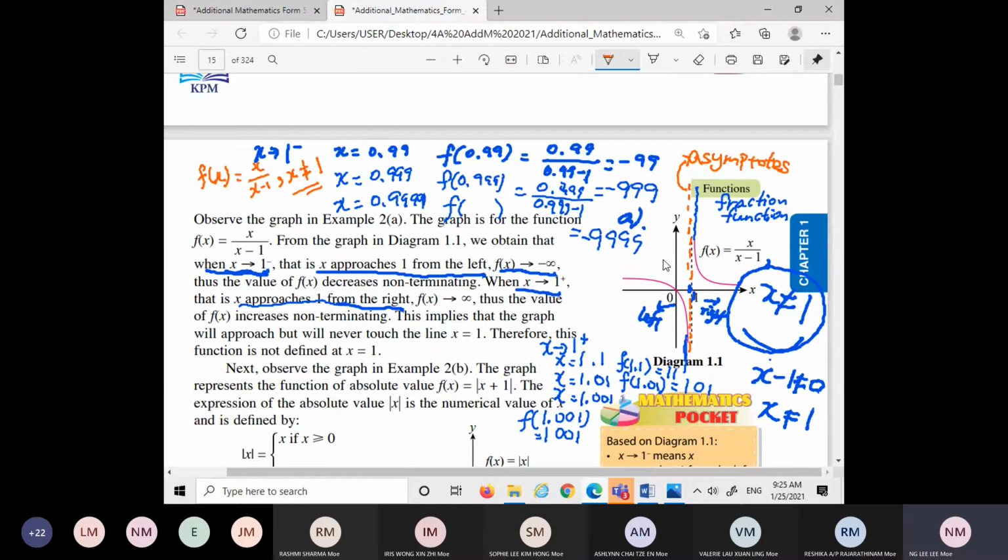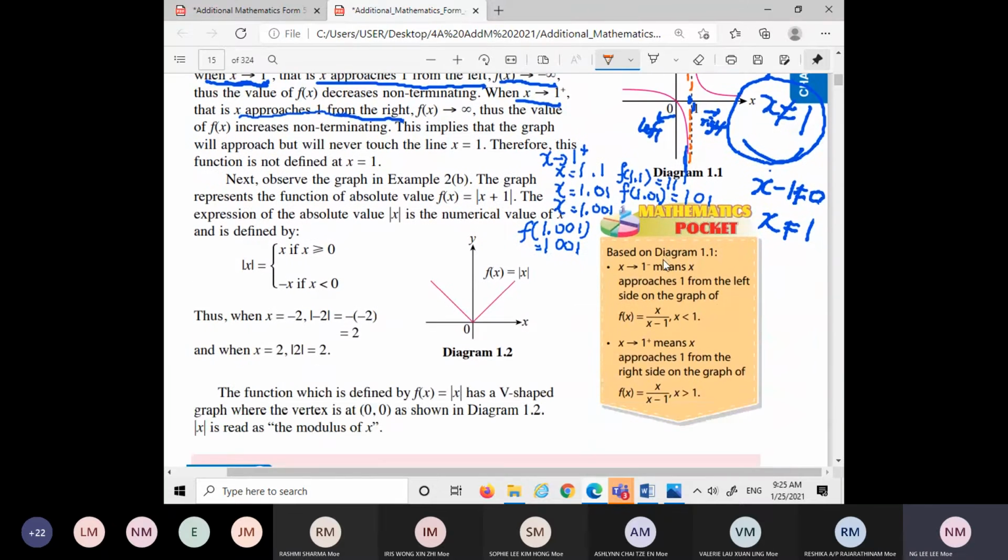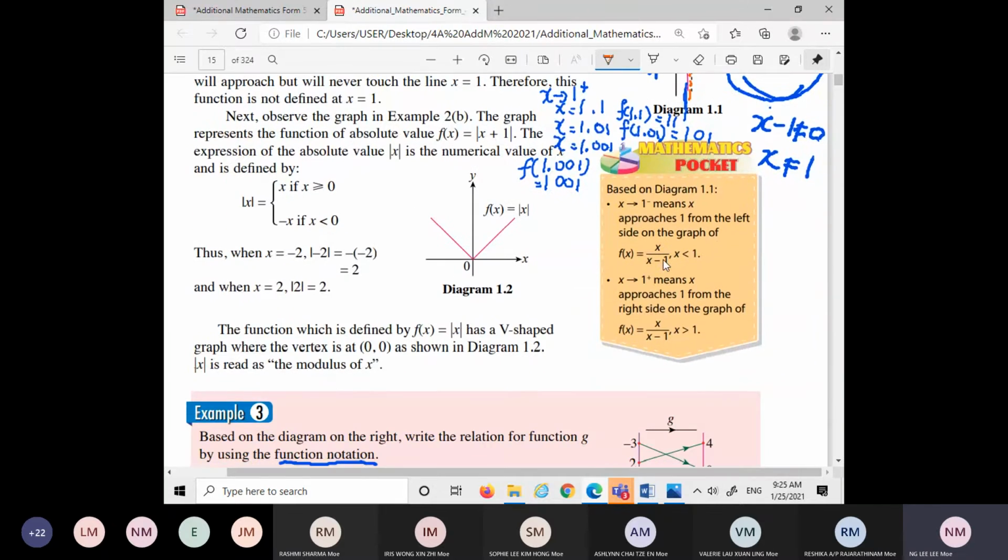Okay, so I think I'm clear. Okay, second one, other than 2A, they want us to mention to you 2B as well. Okay, let us look at 2B. This type of function is also a special function. Okay, you see these two lines.